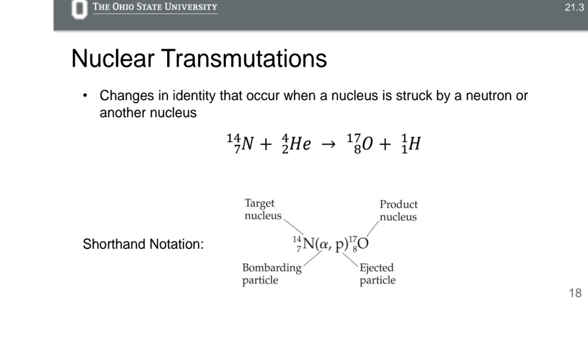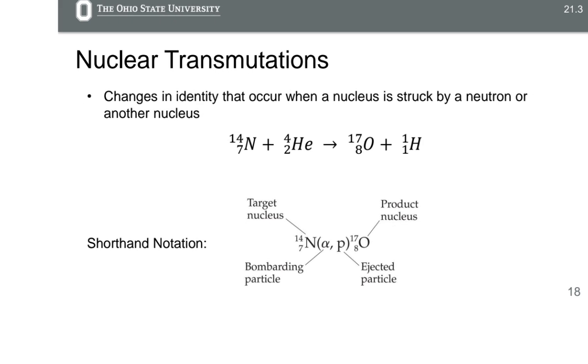All right. Other types of nuclear reactions include what we call nuclear transmutation. So this is not a decay type of reaction. This is when we're going to take a nucleus and hit it with another particle. Okay? A good example of this is we take nitrogen-14, smack it with an alpha particle, and we obtain oxygen-17 and a proton.